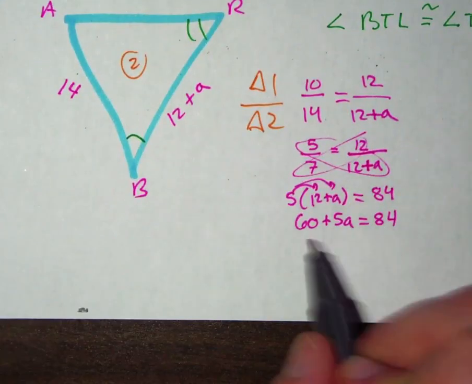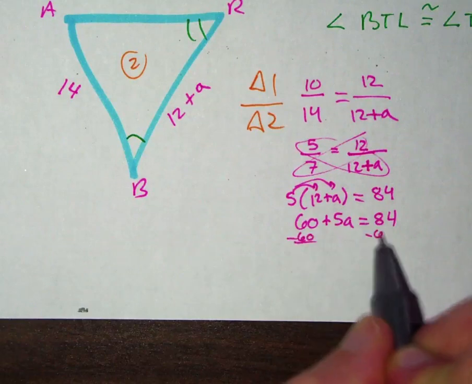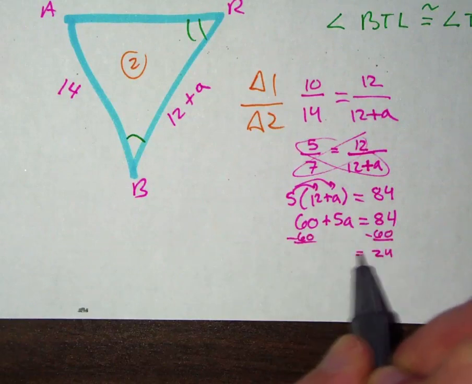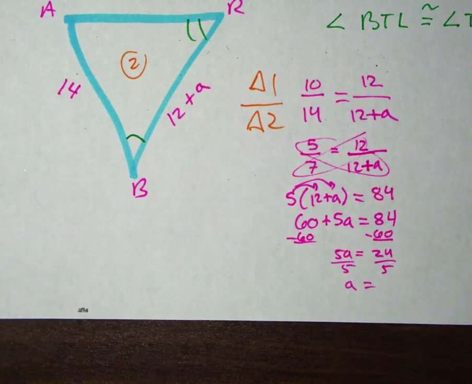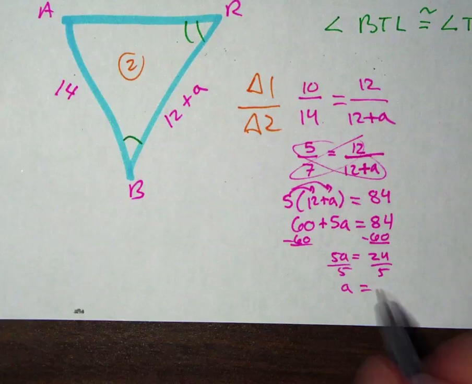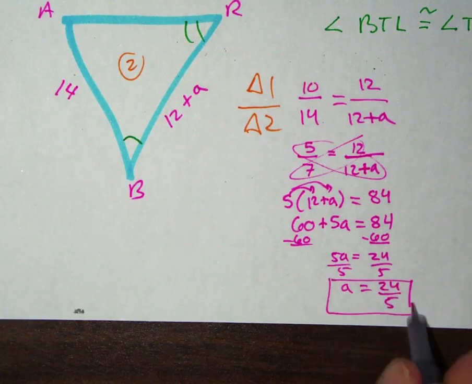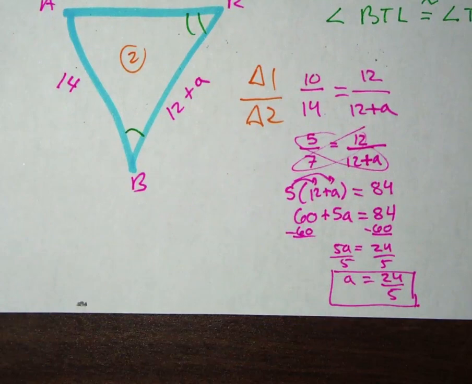And now I'm going to solve it with my algebra skills. And it looks to me like my A is 24 over 5. A rational answer, which is just fine with me. It's not a big deal. Some will be integers, some will be rational, and that's okay. That's what A would have to be to keep the triangles proportional.